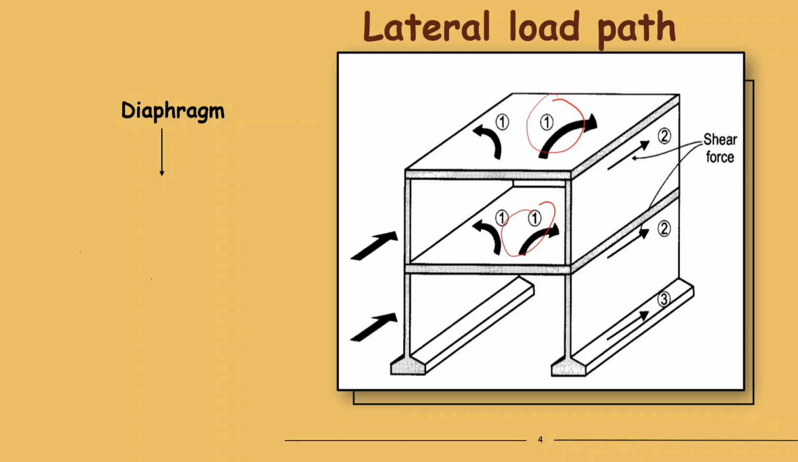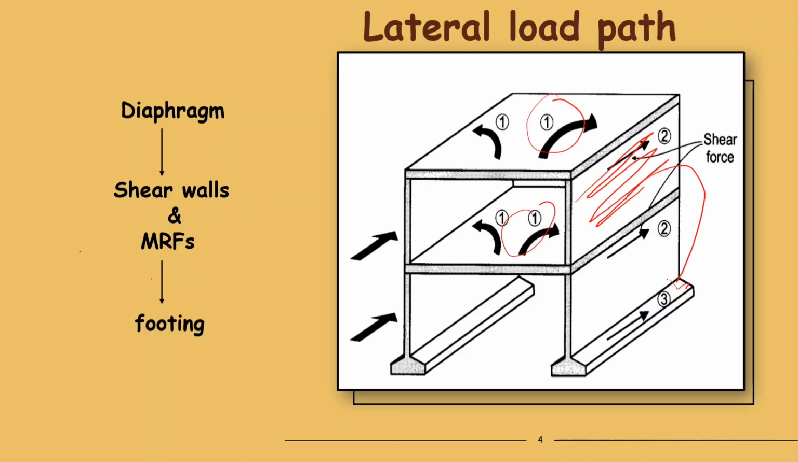the system, whichever is there for taking the lateral loads. We can have shear walls, we can have moment resisting frames, likewise. So these diaphragms will transfer the loads to these shear walls, and these shear walls will eventually transfer the loads to the footing, and then the footing will transfer the loads to the ground soil.